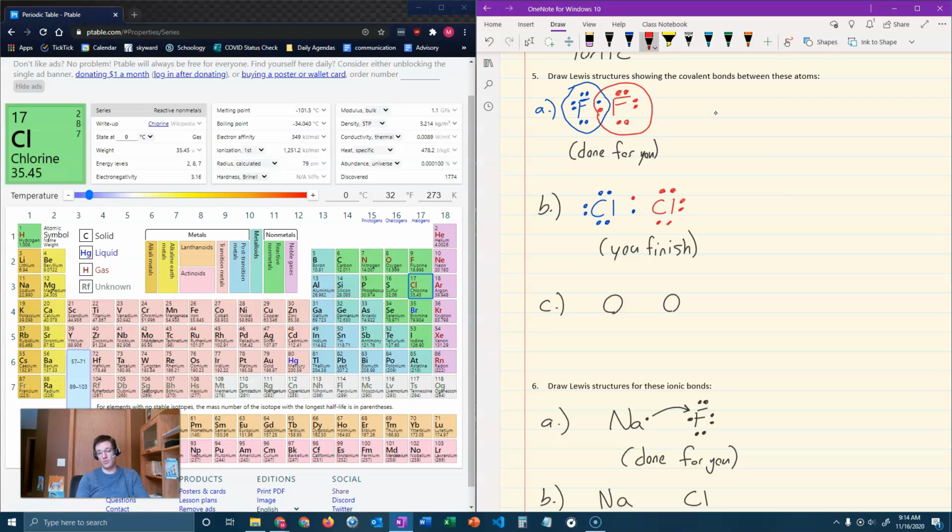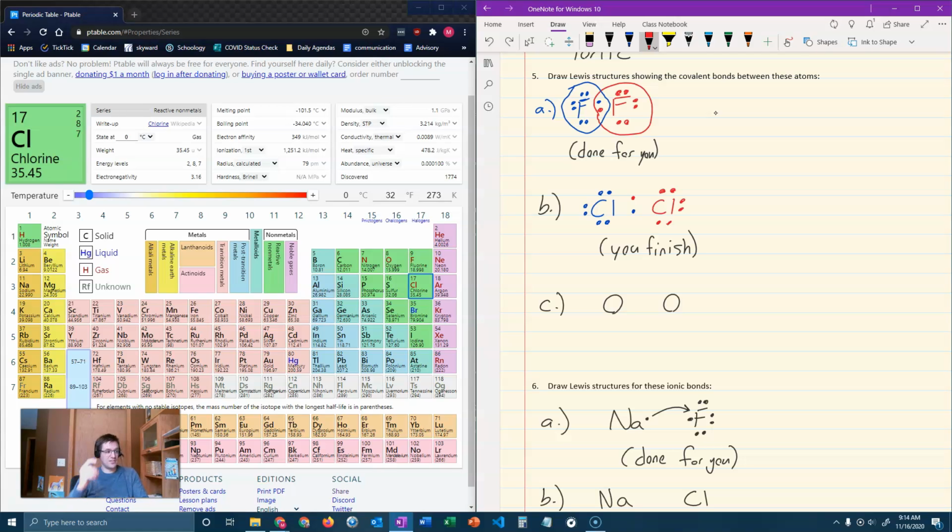This looks pretty nice the way it is, just so you know. These rings right here are not mandatory in your drawings. I've just been putting them in there so that we can see very clearly that there is a pair being shared in the middle. That's the covalent bond between the two chlorine atoms.